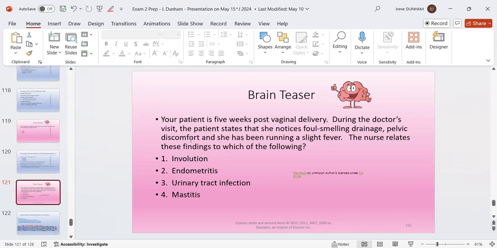Pelvic discomfort and a slight fever. And I just delivered, I'm 5 weeks post delivery. So which one of these? We know involution's out because we know what that is. Some of the placenta is left on the endometrium. Endometritis. Absolutely. So there you see endometrium. In her endometrium, she has an infection, which causes her to have endometritis.